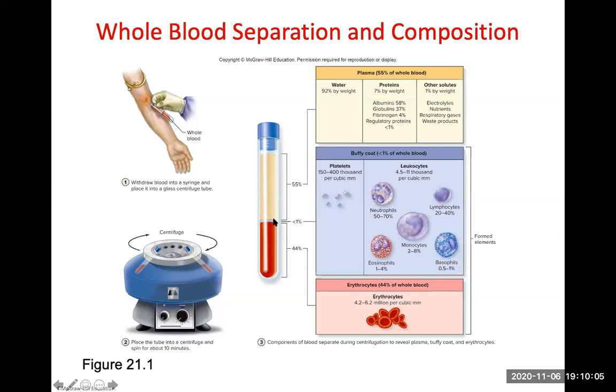Then the buffy coat is this middle kind of clearish colored fluid layer in between. This will make less than 1% of whole blood. And this will be made of your platelets, which help with blood clots, and all the different leukocytes, which are your white blood cells that help with disease and infection. And then the erythrocytes, the red blood cells, will fall to the bottom of the sample, and they make up about 44%.